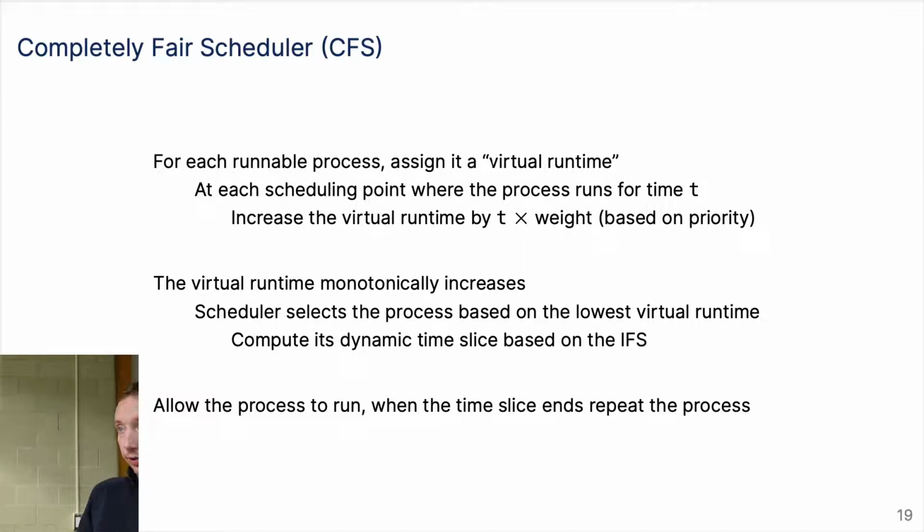So what the scheduler does, as soon as it keeps track of this number, to schedule a process, it just selects the process with the lowest virtual runtime, and that's it. And then it computes its dynamic time slice based off how many processes are running on your machine and what you would do in the case where you made the ideal fair decision. So it allows the process to run for whatever time slice it decides. And then when that time slice ends, it would have increased its virtual runtime by some amount, and then the scheduler would just pick the process with the next lowest virtual runtime.